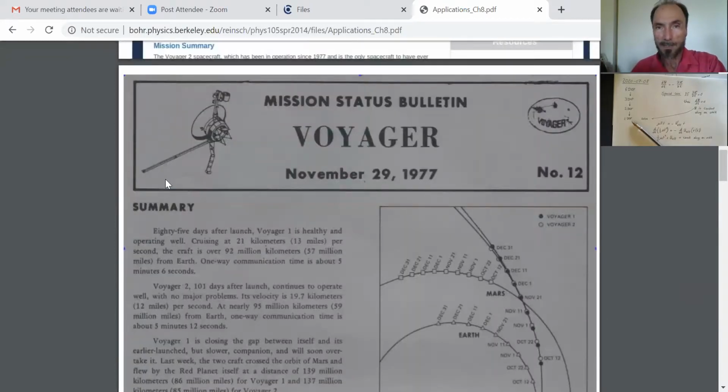Way back in 1977, we would print things on paper. I know it's hard to believe, but if you wanted the mission status, this document that we're looking at here, the mission status bulletin, you would send them a little bit of money for postage stamps, basically. And here you have this status from November 29th, 1977.